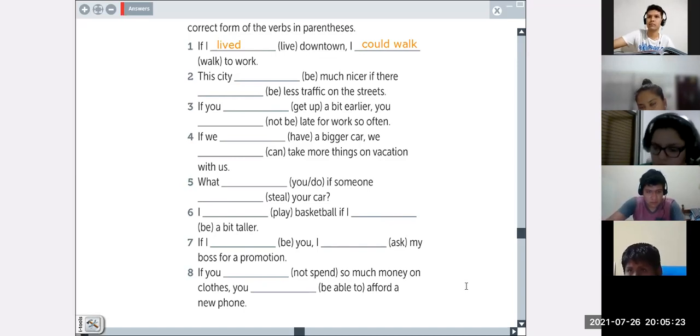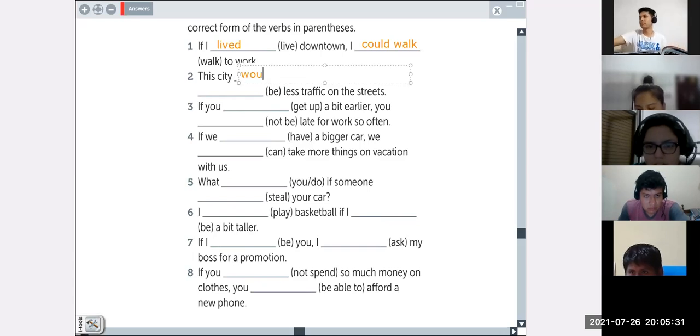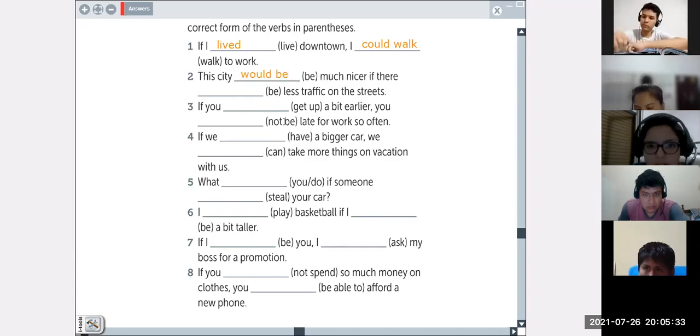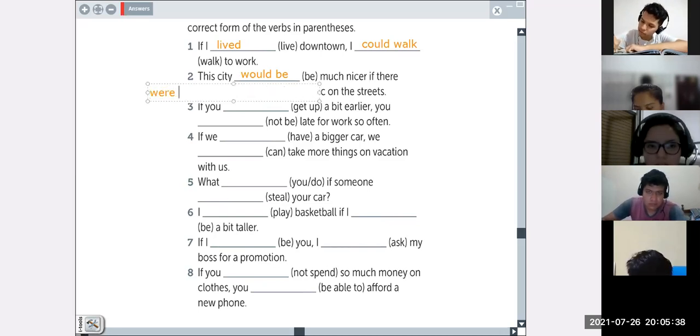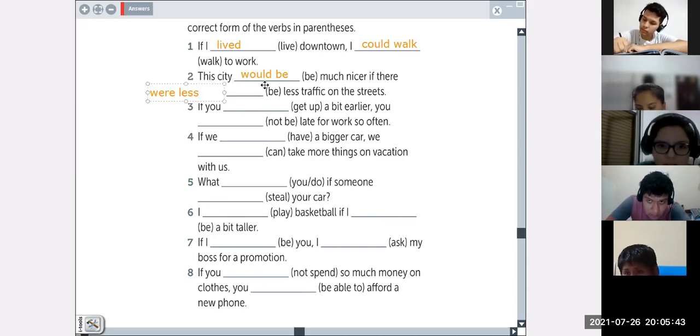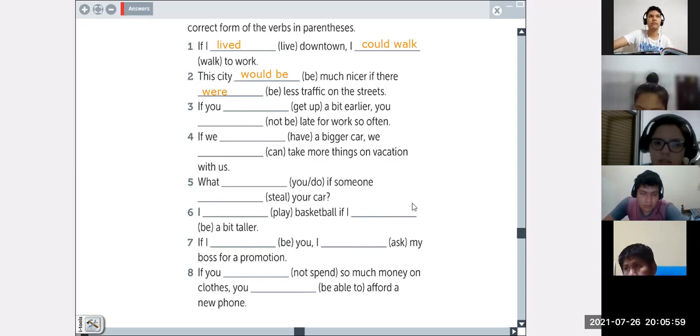Carla, this city would be much nicer if there were less traffic. Yes. On the street. There were less traffic on the street. A ver, creo que le puse less de nuevo. There were less traffic on the street. Very good. Let's go with Raúl, please.